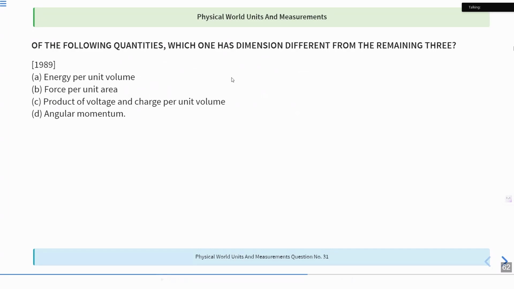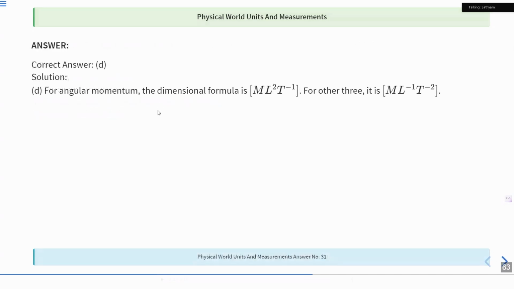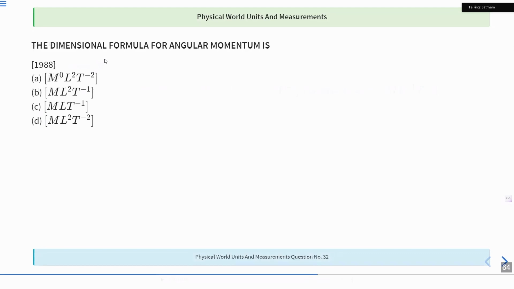Okay. Now, angular momentum, this is the dimensional formula. And you have got this. Now, the dimensional formula of angular momentum, this is given again.